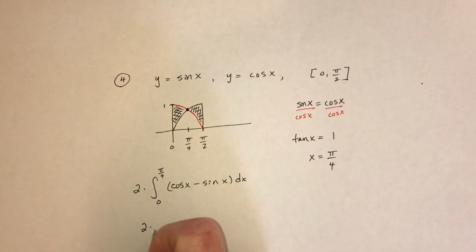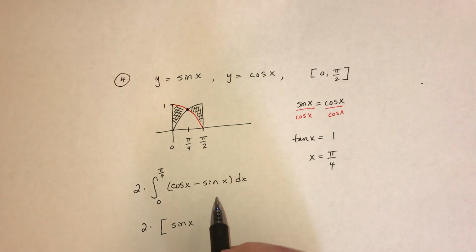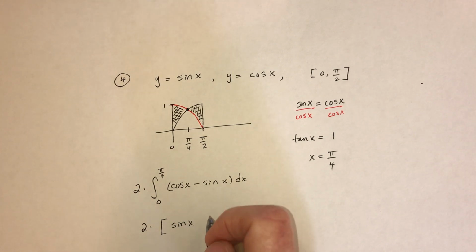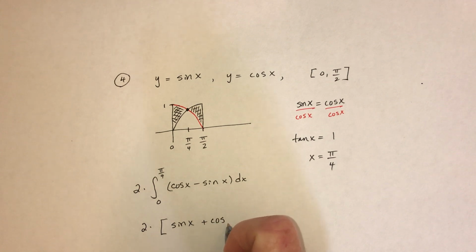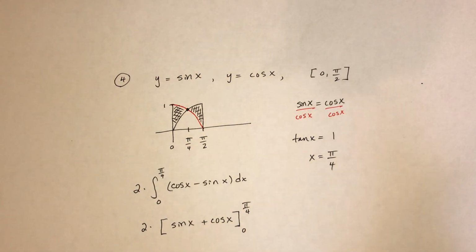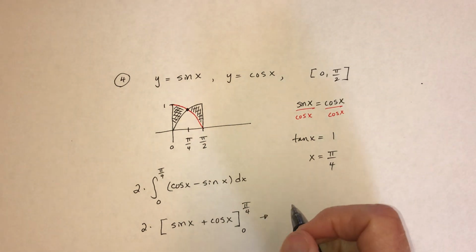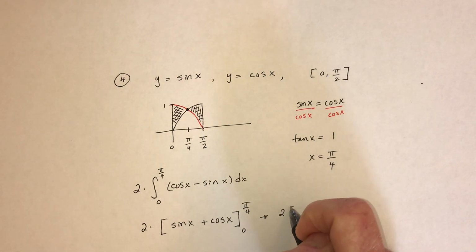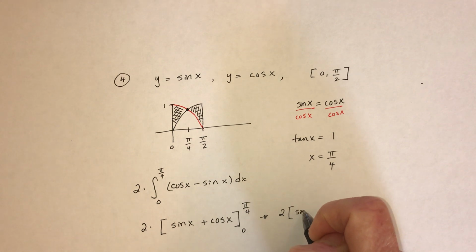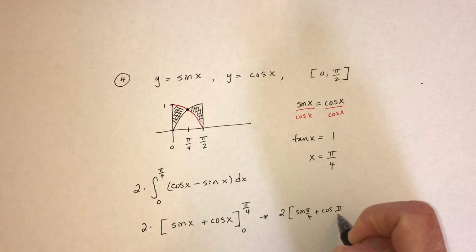So it's going to be 2 times, and then the antiderivative for cosine, that's sine. The antiderivative of negative sine is positive cosine. And then evaluate from 0 to pi over 4. So this is going to be 2 times, and then it's sine of pi over 4 plus cosine of pi over 4.